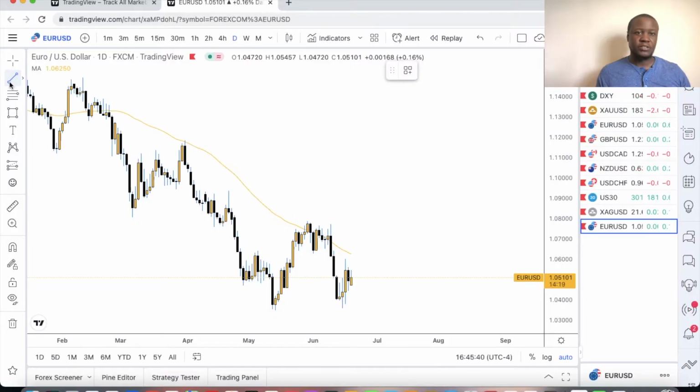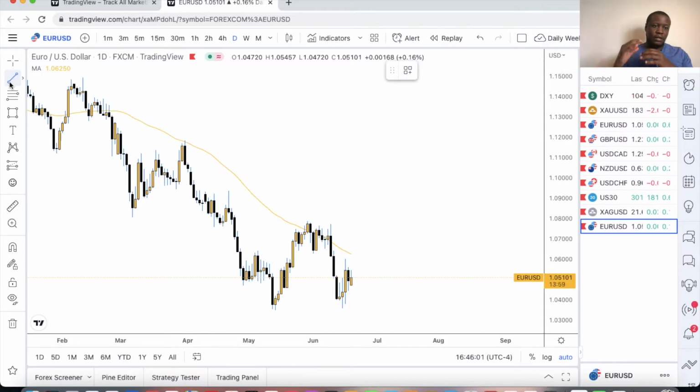So sniper entries is pretty much getting in at the right moment with the least amount of drawdown as possible. And the best way to do that is obviously going to a lower time frame. And the best sniper entries always happen either on the 15-minute or the 5-minute. So in this video, I'm going to show you exactly that.